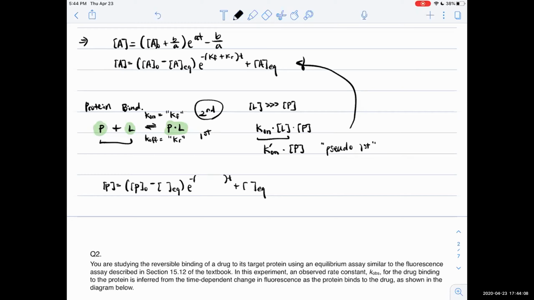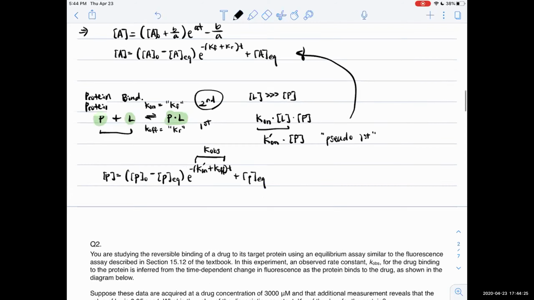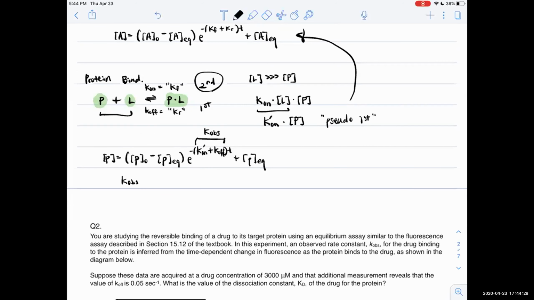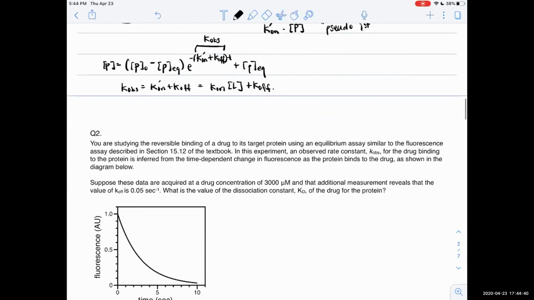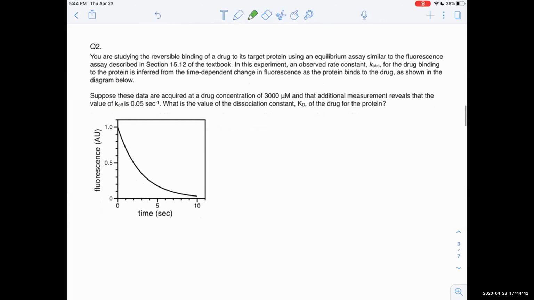So we have protein and the proteins, and then here we have K on prime, you have to consider that, and plus the K off. And then here is basically the K observed, the K value that we're going to observe from the protein binding experiment that we're going to conduct in question 2. So we know that K observed is basically K on prime plus K off, and is also equivalent to K on times the ligand concentration plus K off. Okay, so that is it for my concept review, and then I'll quickly jump into question 2.